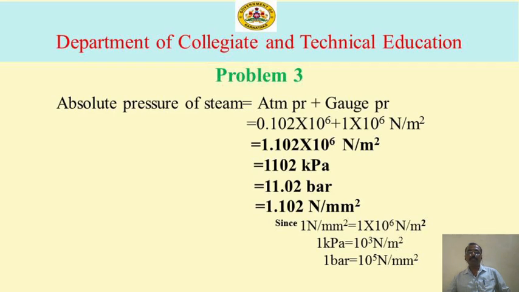That is equal to 1102 kilopascal, because 1 kilopascal is equal to 10 to the power of 3 Newton per meter square, and that is equal to 11.02 bar, because 1 bar is equal to 10 to the power 5 Newton per meter square, and that is equal to 1.102 Newton per millimeter square, because 1 Newton per millimeter square is equal to 1 into 10 to the power 6 Newton per meter square.